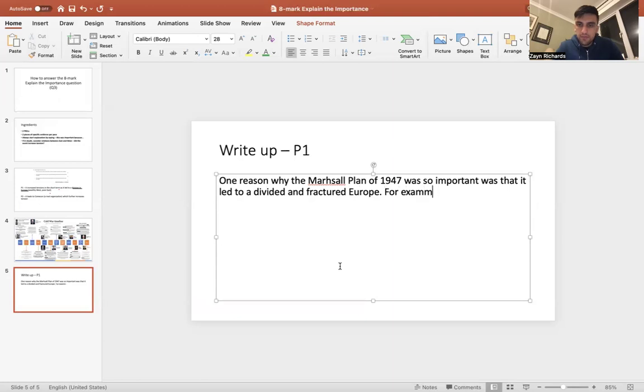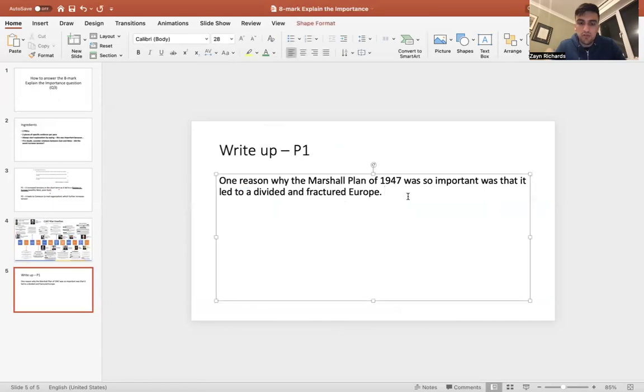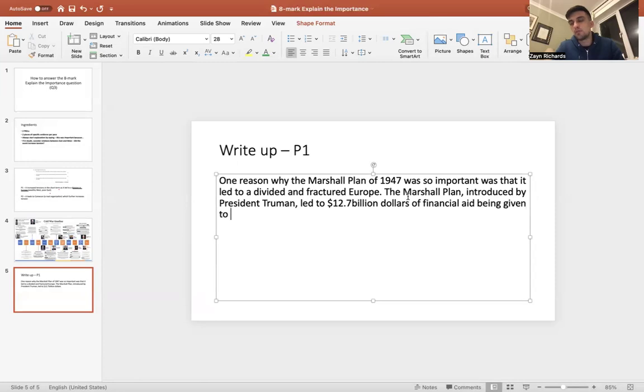For example, let's say the specific number is $12.7 billion over 16 countries. The Marshall Plan, introduced by President Truman, that's my specific evidence, led to $12.7 billion of financial aid being given to 16 countries in Western Europe, in exchange for their loyalty to capitalism and their promise to resist communism.